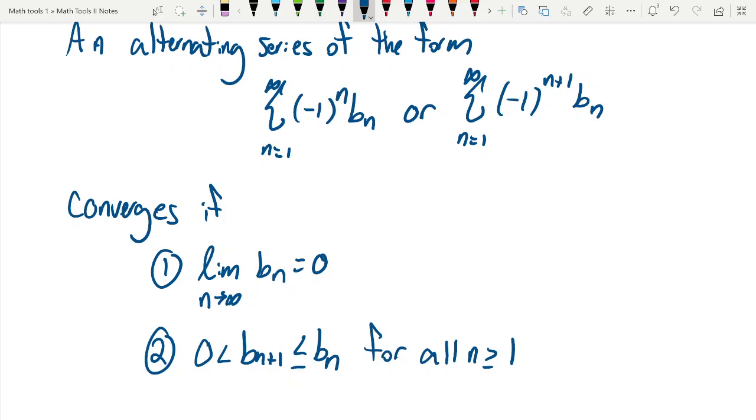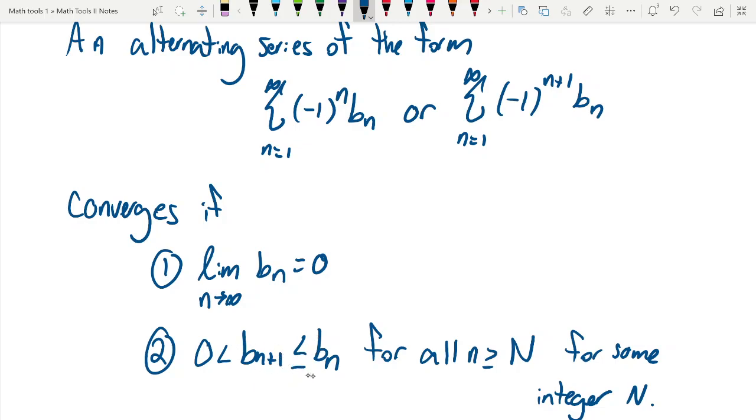So really, you don't even need this to be true for all of them. You need this to be true for all n greater than or equal to some integer n. So just like before, it just needs to be true after a certain point. So what this is saying is that just the b sub n part, so ignoring the negative part, just looking at the numbers themselves, so the absolute value if you want to, those of course would be positive. That's just kind of a given because we're ignoring the negative part.